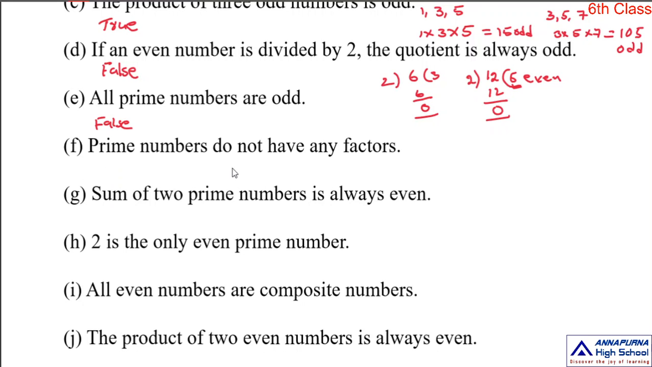Next, prime numbers do not have any factors. Prime numbers have only two factors, that is 1 and the number itself. Here the statement is prime numbers do not have any factors. That's why the statement is also false.